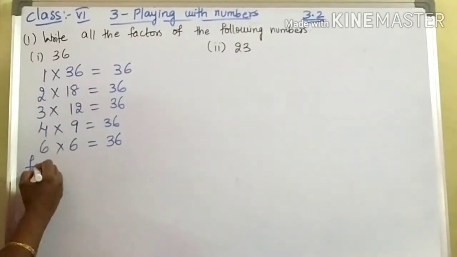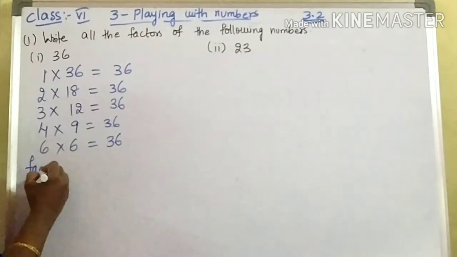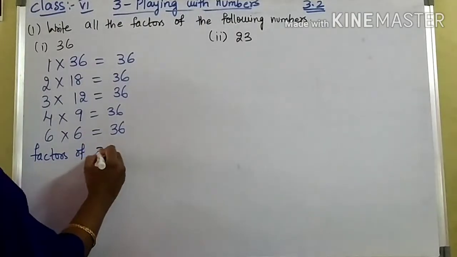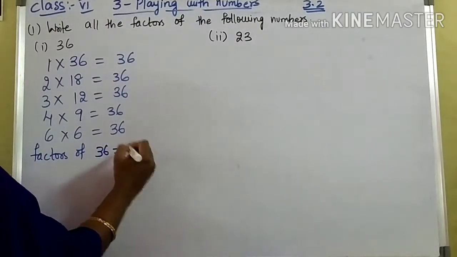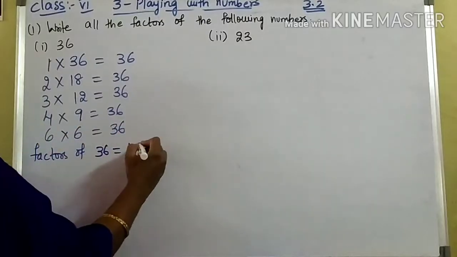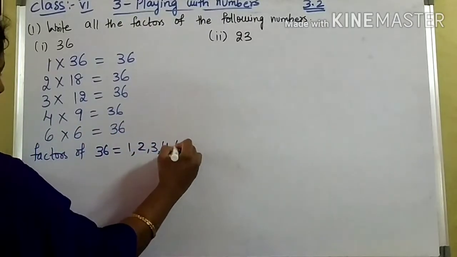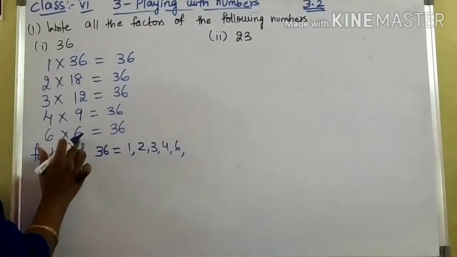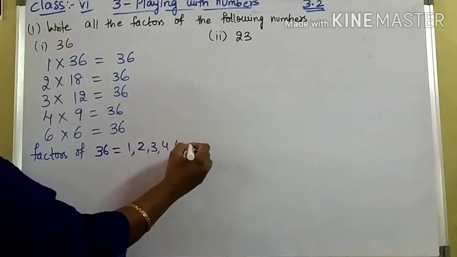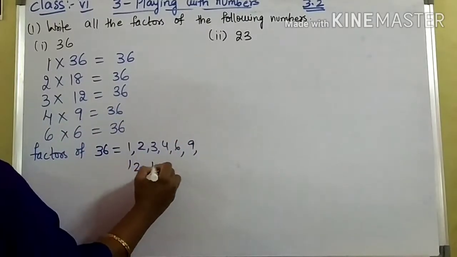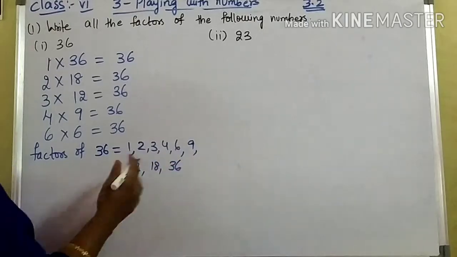So what are the factors of 36 here? Factors of 36 are 1, 2, 3, 4, 6. Next you go in reverse. 6 already you have written here. 9, 12, 18 and 36. So these are the factors of 36.